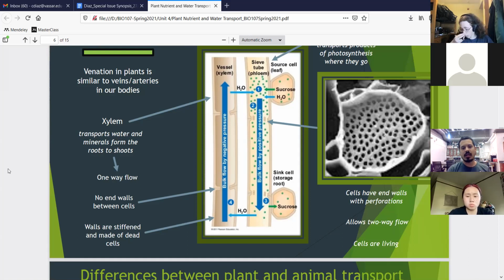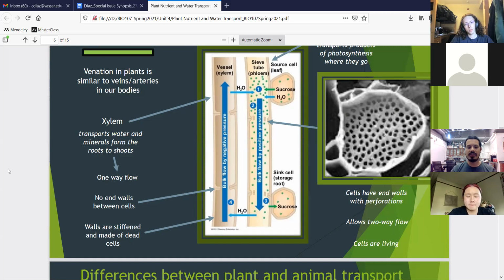Think about if the xylem was full of cells that were alive, right? You would have barriers in between those cells. You would also have things such as a nucleus and different types of organelles, all located within that cell. And so that's going to make it harder for water to passively move through it.